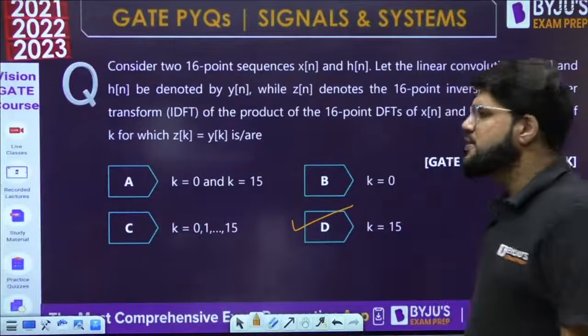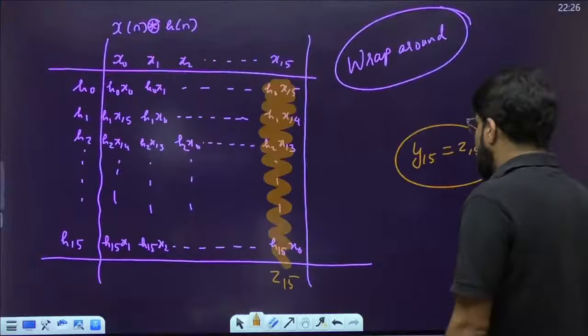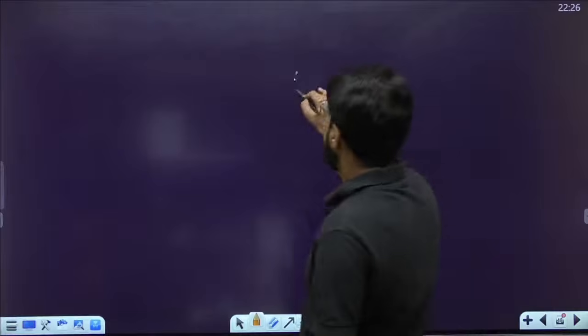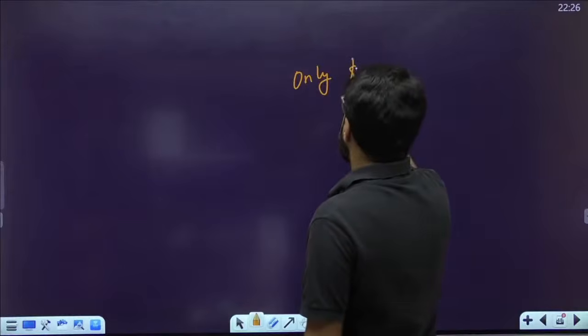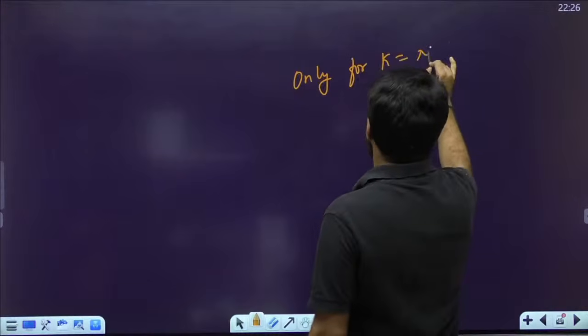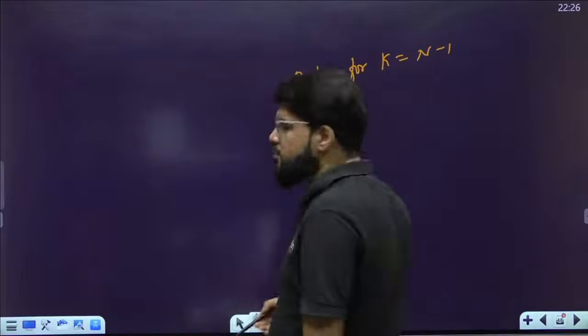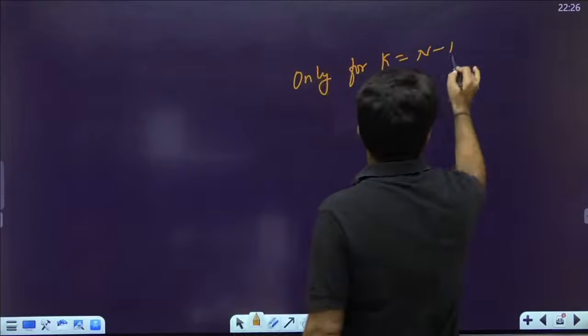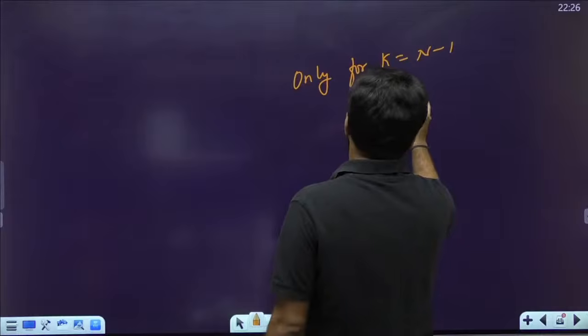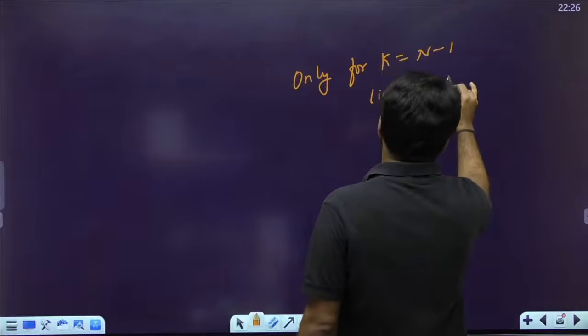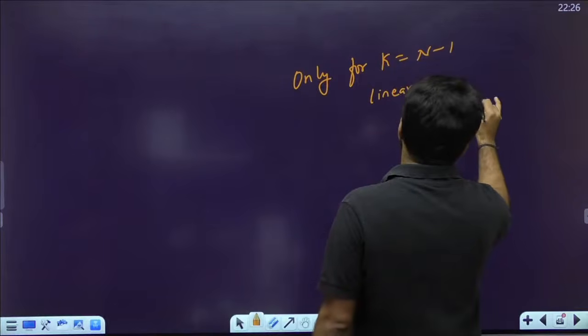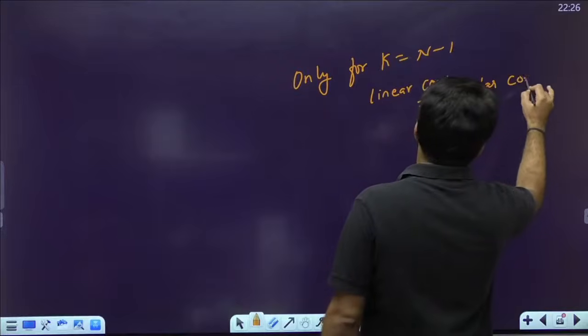Right? Otherwise, they will not. ठीक है, मैं लिख देता हूँ. I'll write down this result for you. Only for k equal to n-1. Here n is equal to 16. 16 point signals are given. Only for k equal to n-1, the result of linear convolution will be equivalent to that of the circular convolution.